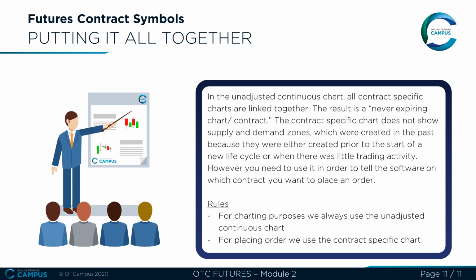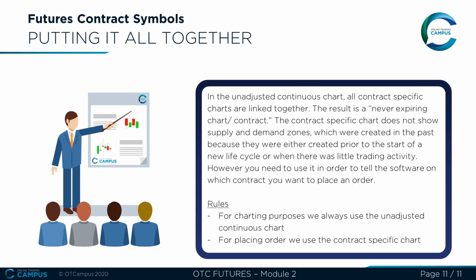Let's summarize this lesson by asking the ultimate question: which type of chart should I use? The confusion seems to come from whether we should use a contract-specific chart or a continuous chart to create our supply and demand zones from. In the unadjusted continuous chart, all contract-specific charts are linked together. The result is a never expiring chart/contract.